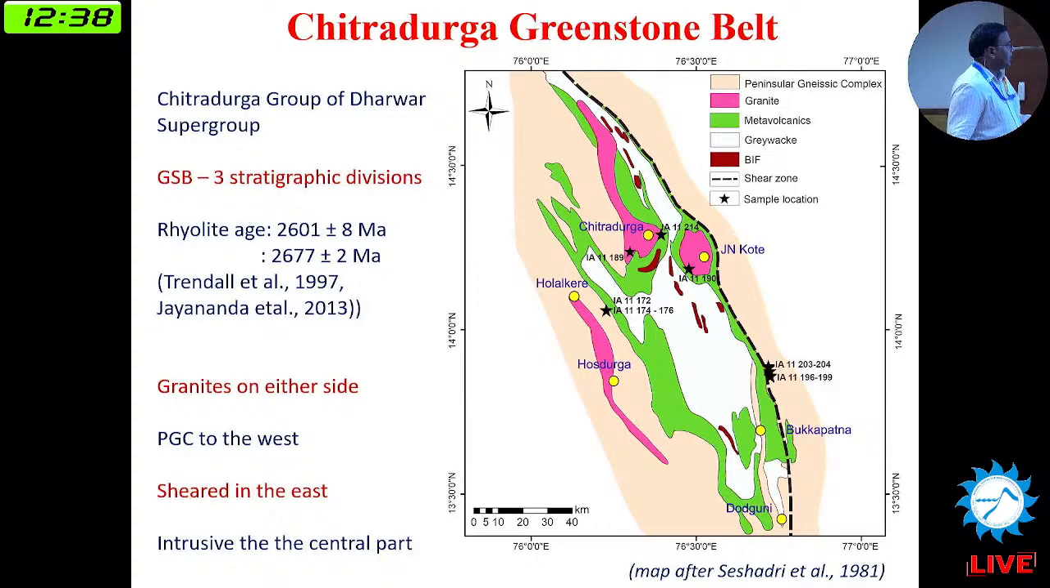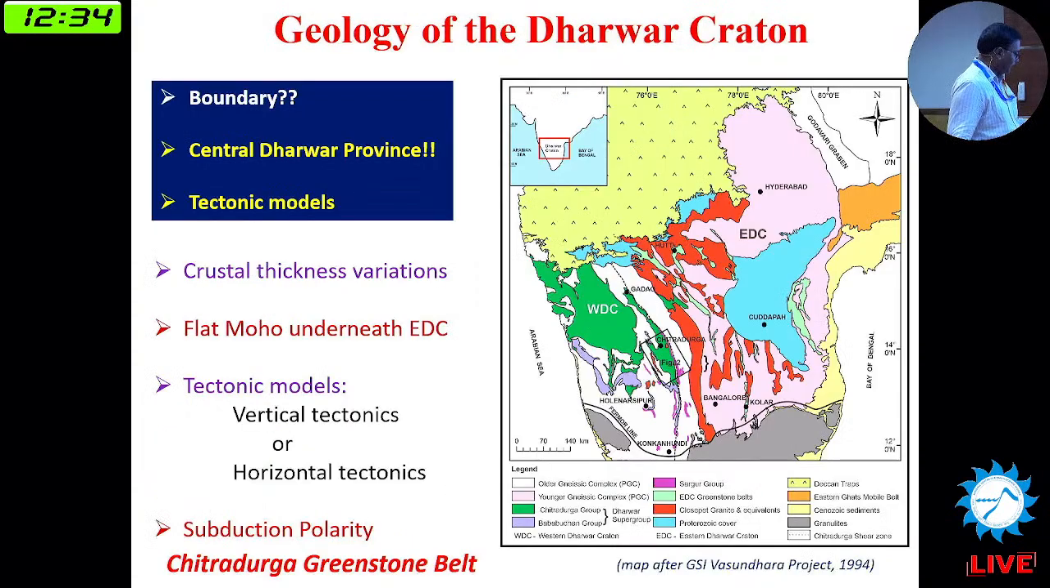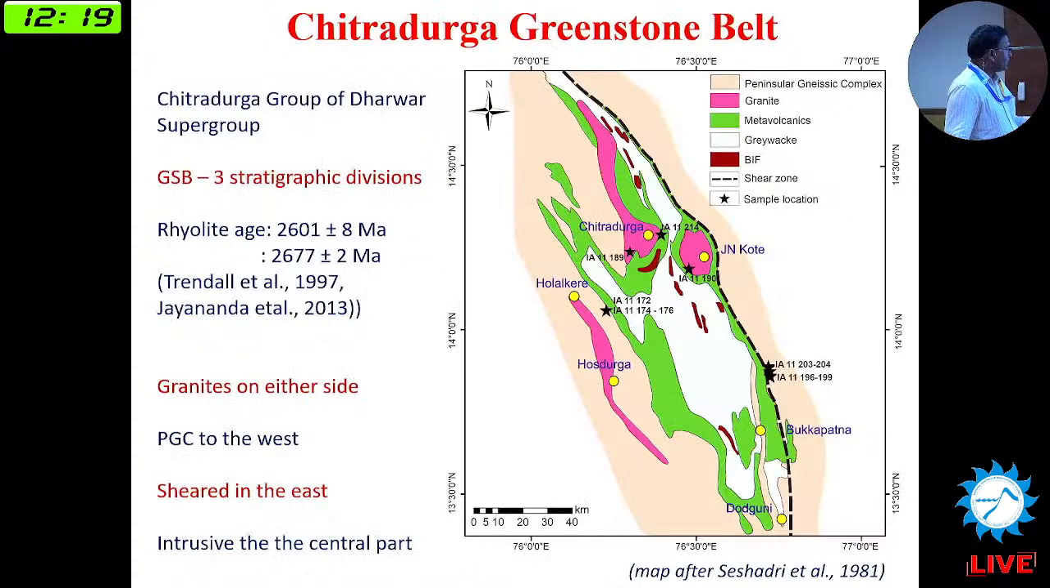So this is the geological map of Chitradurga, and as we discussed earlier in the map, this Dharwar craton is divided in terms of greenstone sequences, the Sargurs, followed by the Dharwar supergroup, which is further divided into lower Bababudan group and upper Chitradurga group. And this Chitradurga forms part of this Chitradurga group of Dharwar.